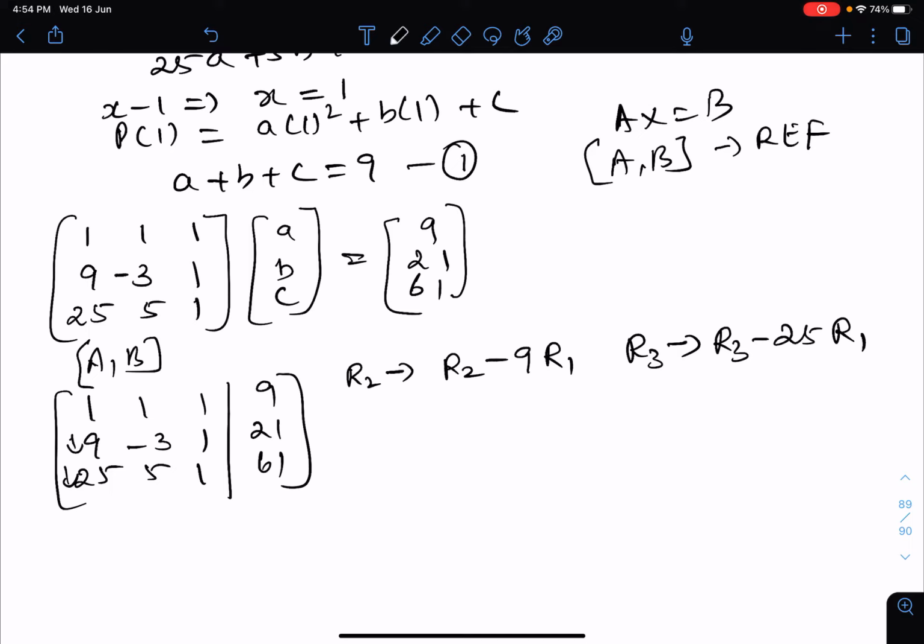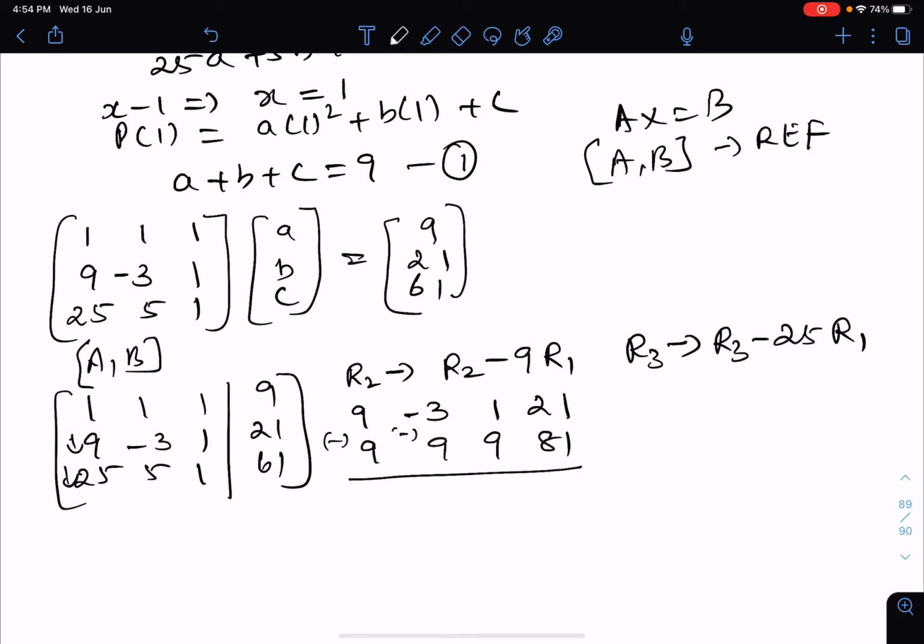What is our R2? 9, minus 3, 1 and 21. 9 times R1 is going to give you 9, 9, 9 and 9 times 9 is 81. So you are going to change the sign, everything changes to minus, and this gets cancelled. You get 0. This is minus 12, this is minus 8, and 21 minus 81 is minus 60, and this is going to be our row 2.